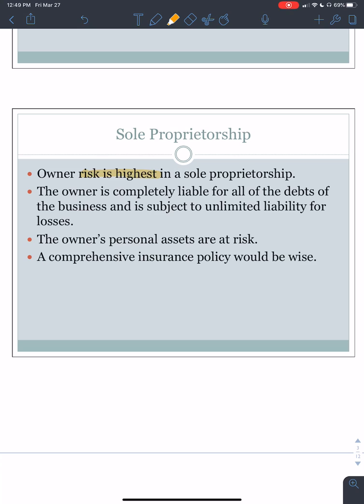Okay, sole proprietorships. Unlike the other forms we're going to discuss, the owner's liability is unlimited. The owner has unlimited liability. It's not limited in this case.